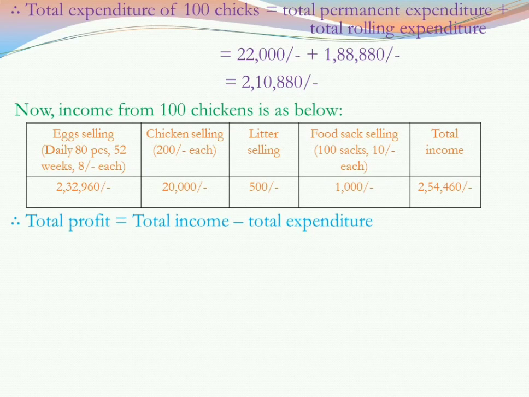Now we have already found the total expenditure and total income. So what should be the profit? Profit is actually total income minus total expenditure, that is 2,54,460 minus 2,10,880. So our profit for 100 chickens in 18 months is 43,580. So for 100 chickens the cost is like this. If the farmer wants to raise more chickens at a time, then it should be a multiplication of the ratio.